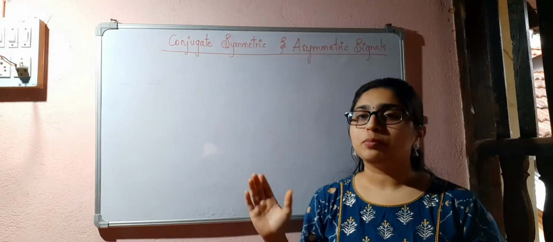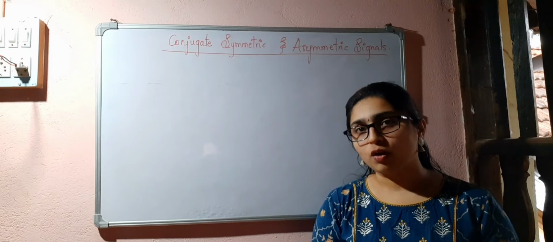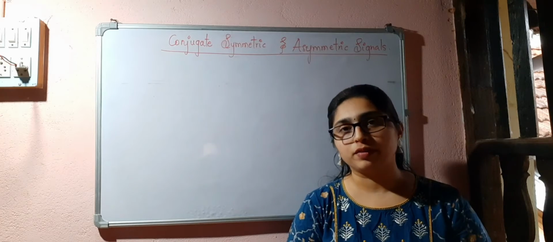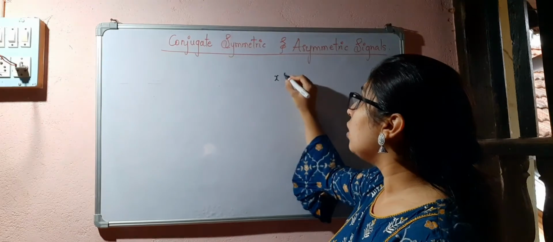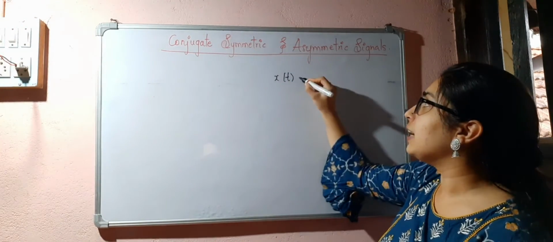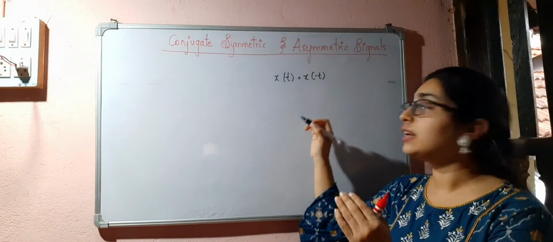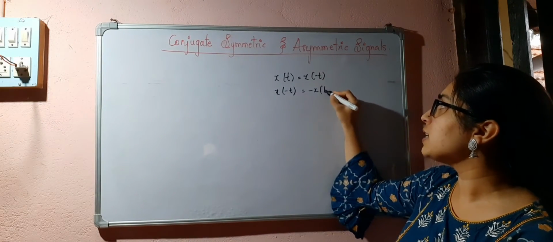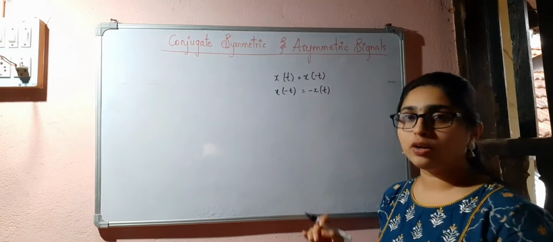In this video, let us study about the conjugate symmetric and asymmetric signals. So we are all aware of even and odd signals, right? I had explained to you in one of my videos about the even and odd signals. A real signal x of t is an even signal when it satisfies this condition. Similarly, x of t is an odd signal if x of minus t is equal to minus x of t. So these are the conditions for the signal to be even and odd.